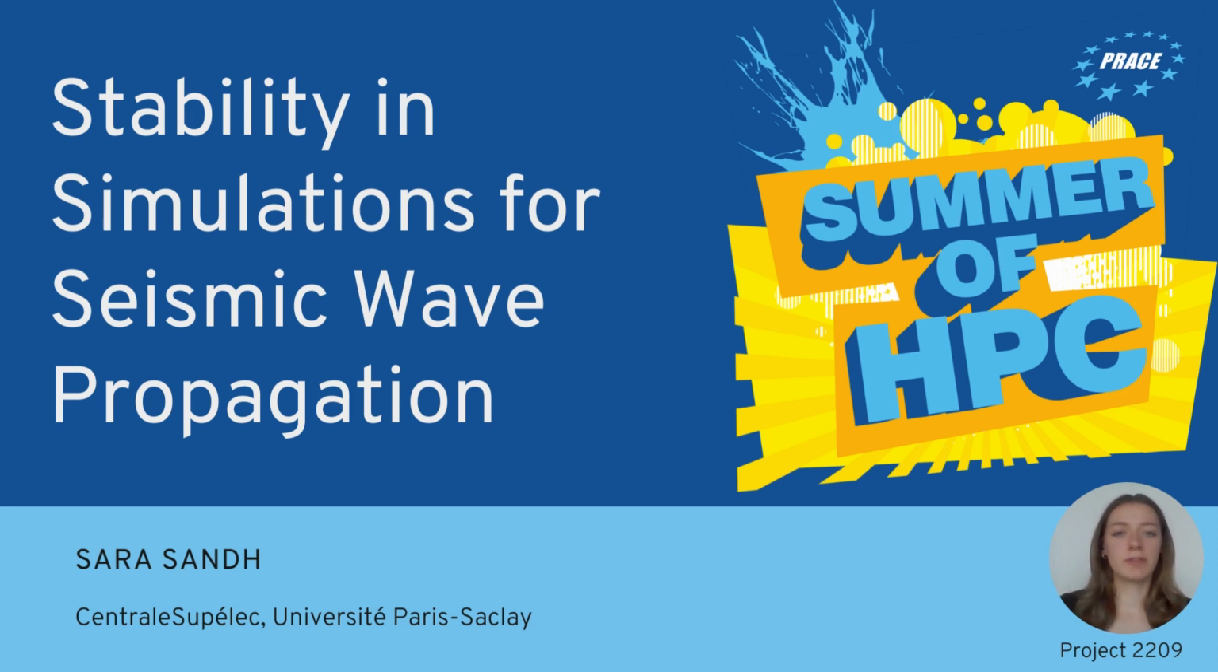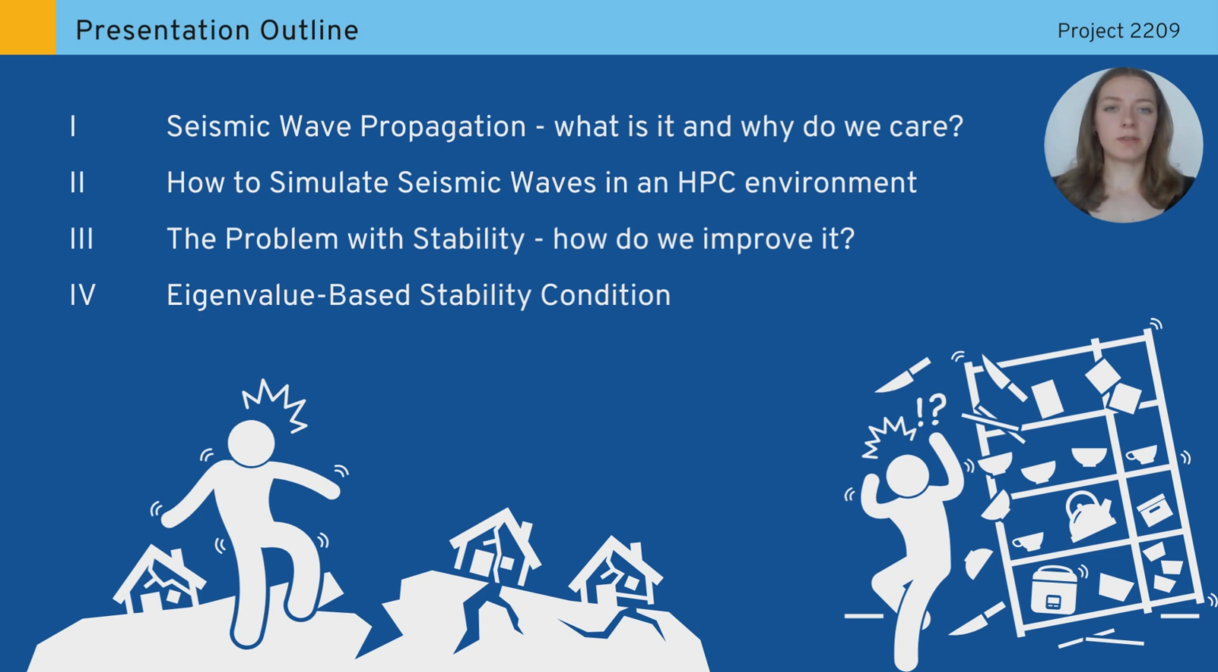My project is about improving an existing software that simulates seismic wave propagation by implementing a better stability condition for the numerical methods. At this point, it might sound a little unclear, but don't worry, I will take everything one step at a time. Before we get started, I will talk about what seismic wave propagation is and why it matters. After that, I will move on to how seismic waves are simulated. Once that is clear, we can start discussing the problem with stability, and this will finally lead us to my job, which is how to implement an eigenvalue-based stability condition in an HPC environment.